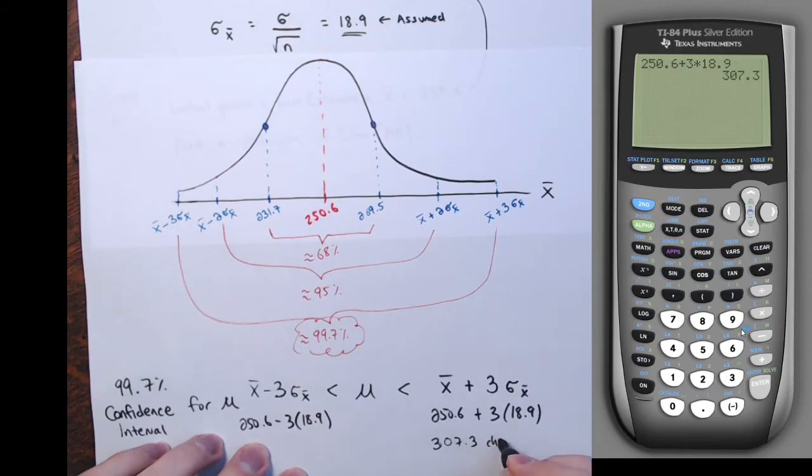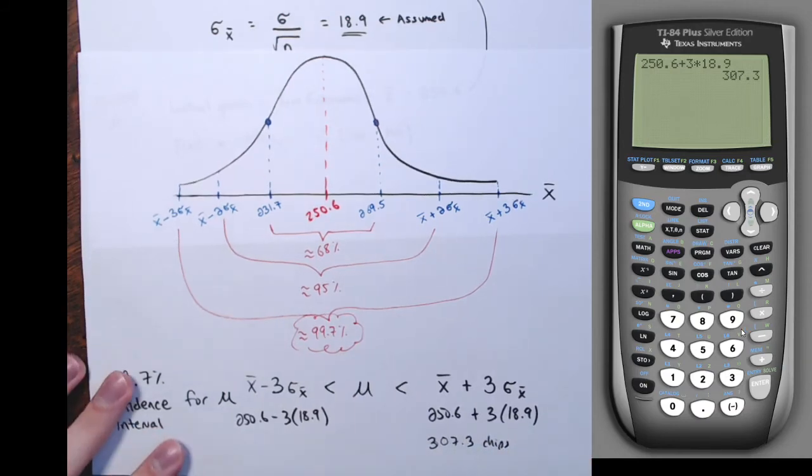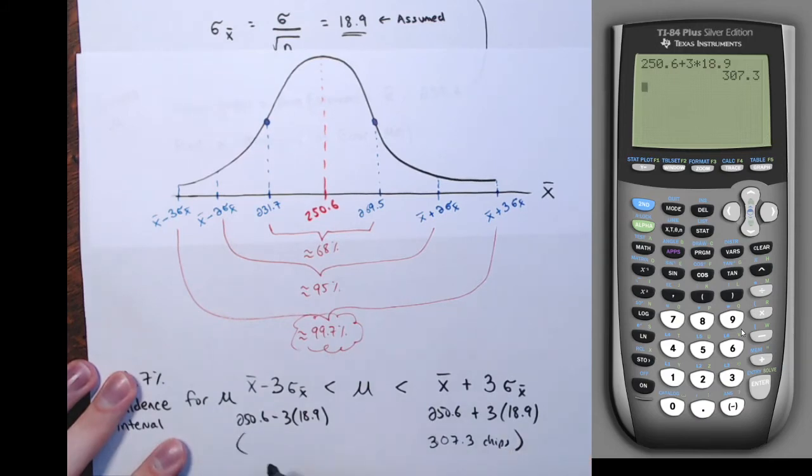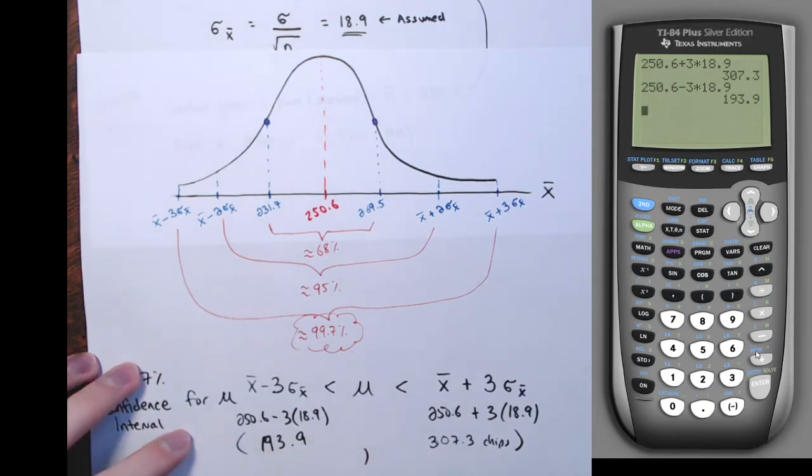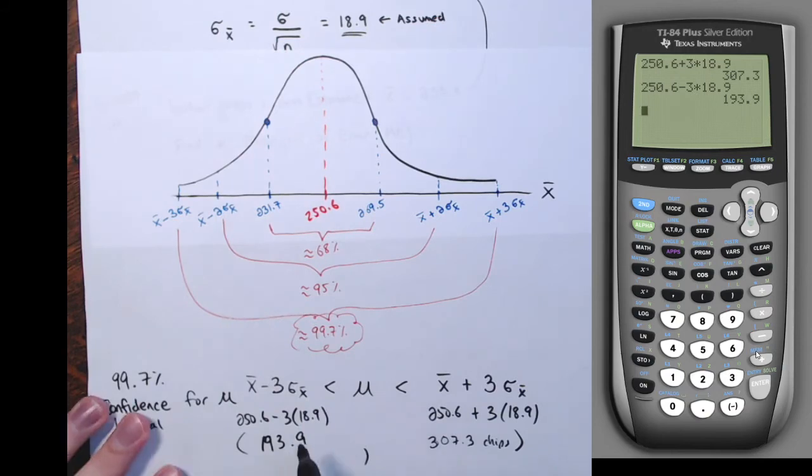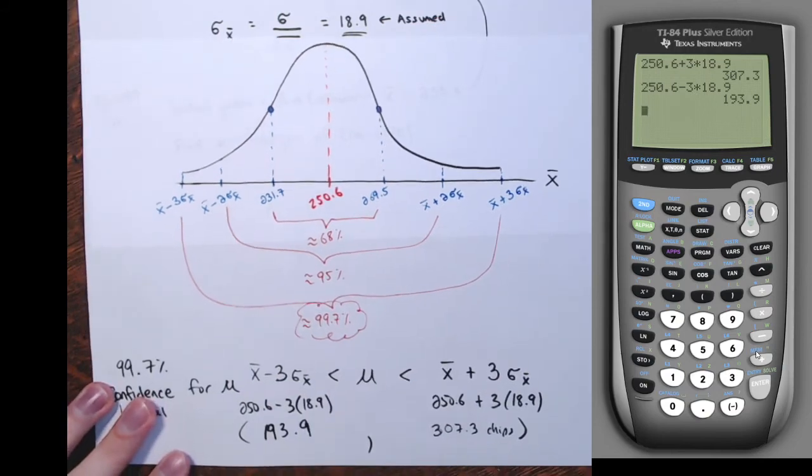chips. Remember, this is the average number of chips in a bag. And the lower bound is the difference between those. So I'll just do second entry and then change the plus to a minus. And that's 193.9 chips. So what we're saying with this is, again, we're guessing the population mean.